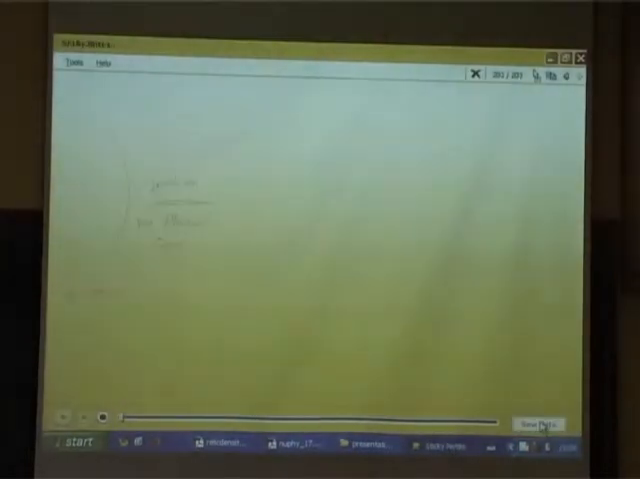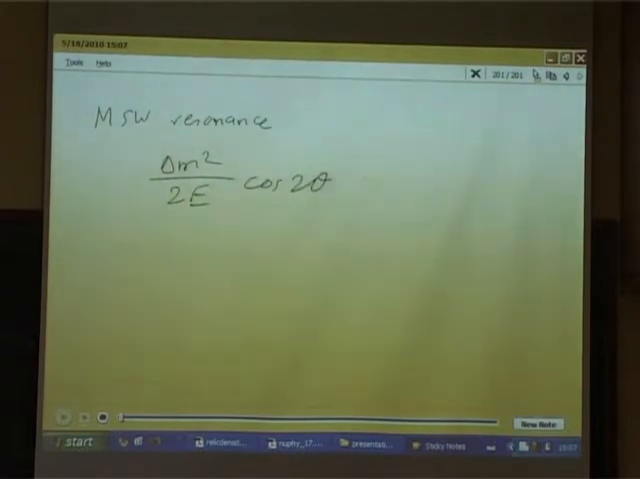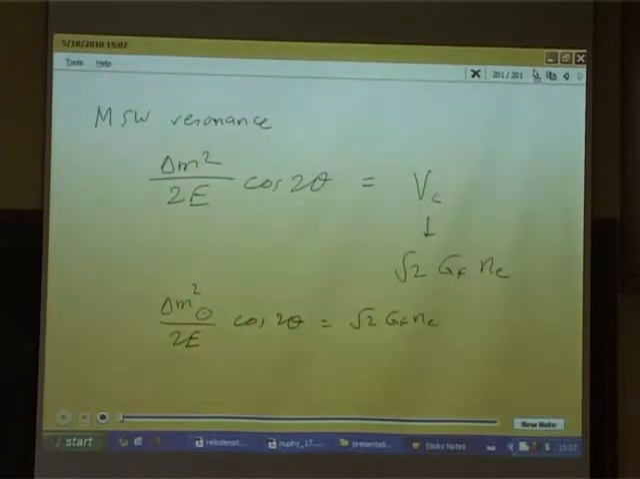So when do you get a resonance? When delta m squared by 2E times cos 2 theta is equal to VC, and this VC is some root 2 GF times the density. In the sun, when delta m squared was delta m squared solar, when this is satisfied, then we get resonance. In principle, you can also have a resonance with delta m squared atmosphere by 2E times cos 2 theta.